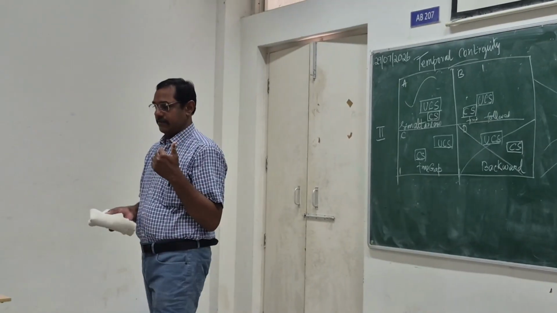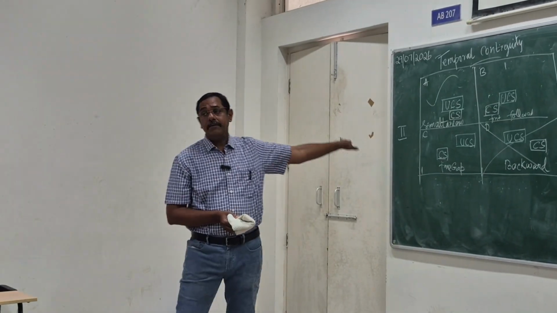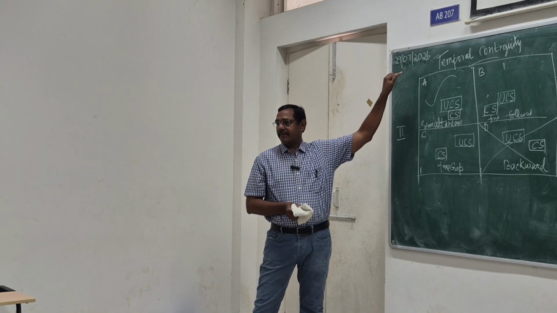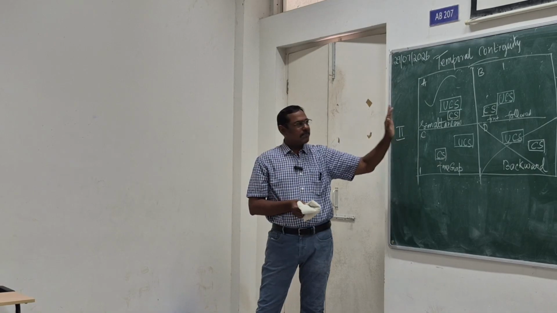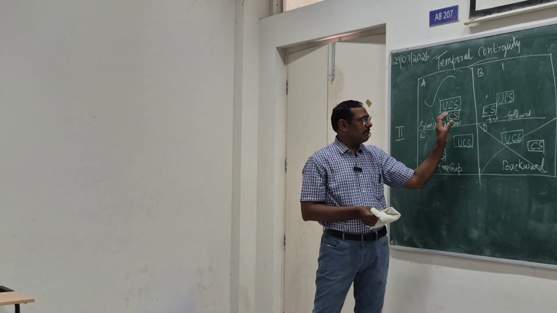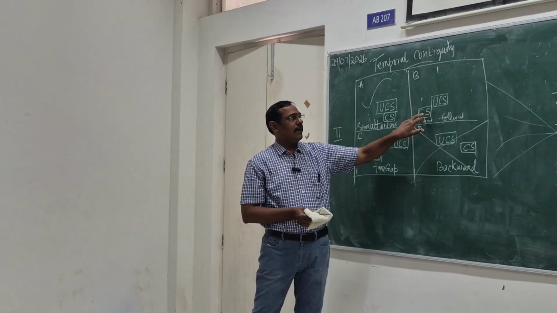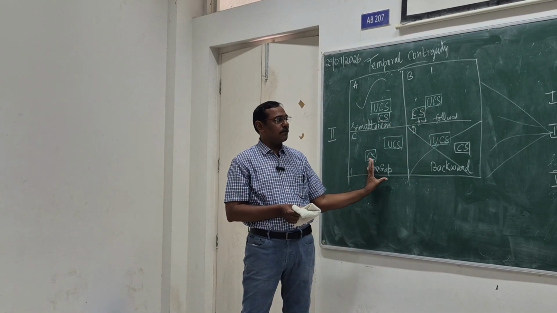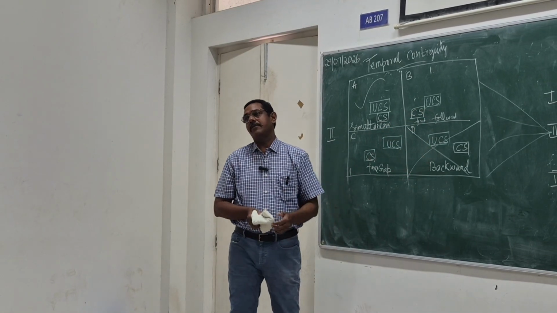What is the name of this? Temporal contiguity. And a simple term for this? Time. This is based on time only. Here they are given together, so it's very close. This is first CS followed by UCS. And this, the gap is much more. Here it is reverse. So it is based on time.